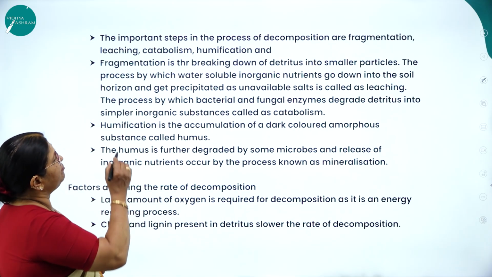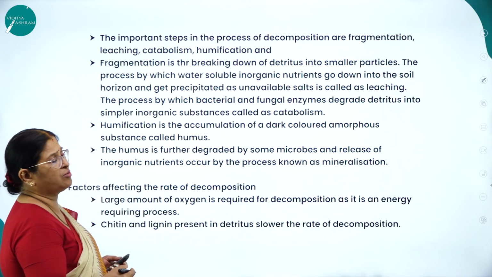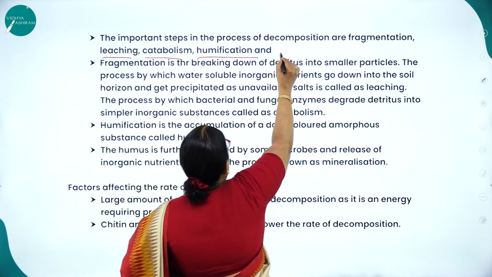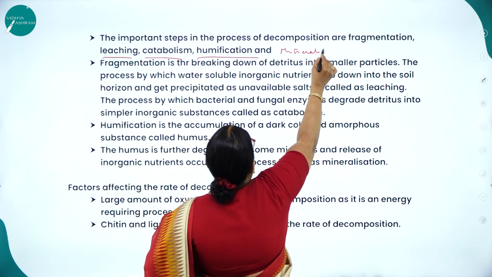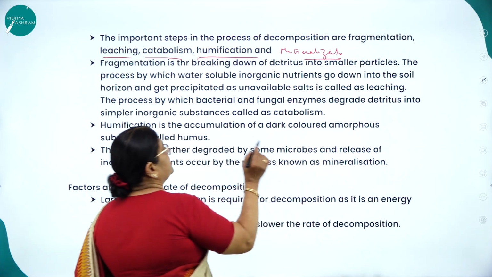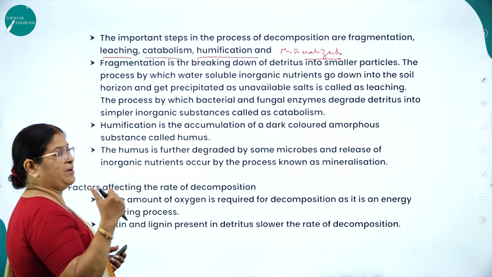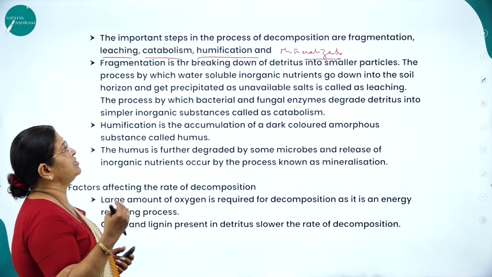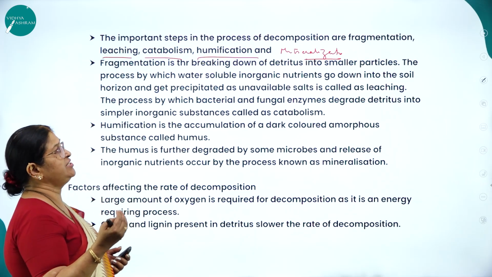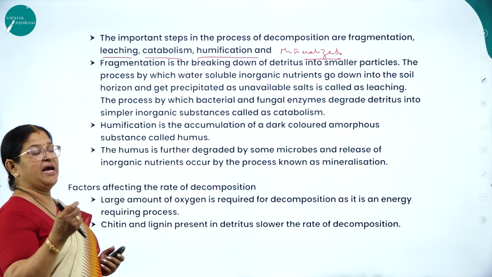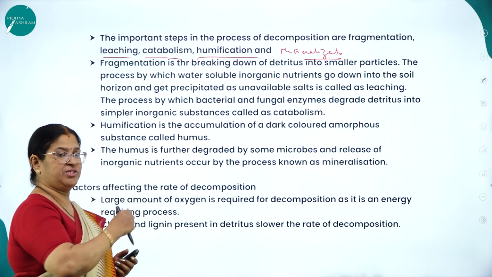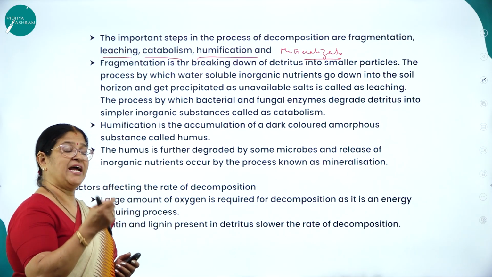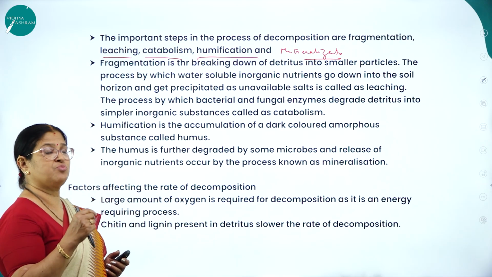Next, what are the steps? The important steps in the process of decomposition are fragmentation, leaching, catabolism, humification and mineralization. So what are the steps? Step number 1 is fragmentation. Step number 2 is leaching. Step number 3 is catabolism. Step number 4 is humification and step number 5 is mineralization. As I said in the beginning of this particular question, this is very important from the examination point of view. So what is decomposition and the steps involved in the process of decomposition is very important.